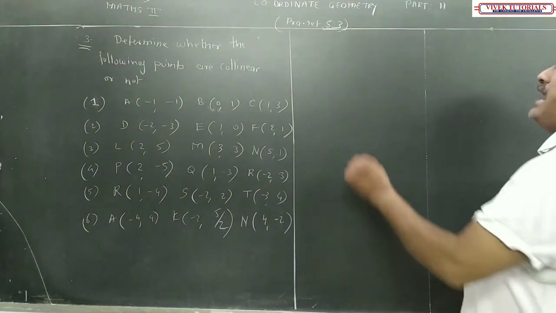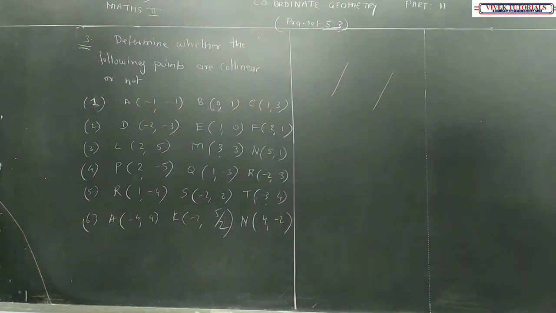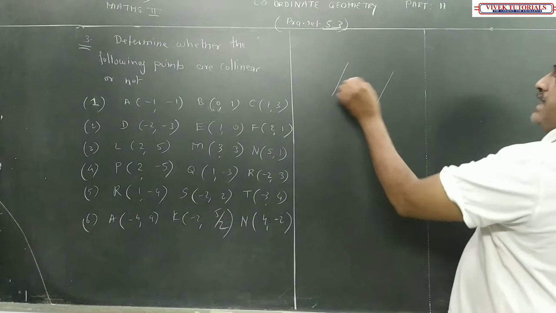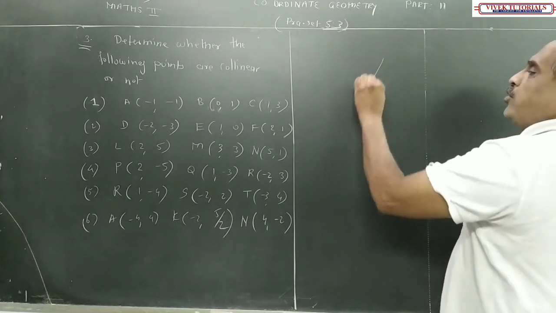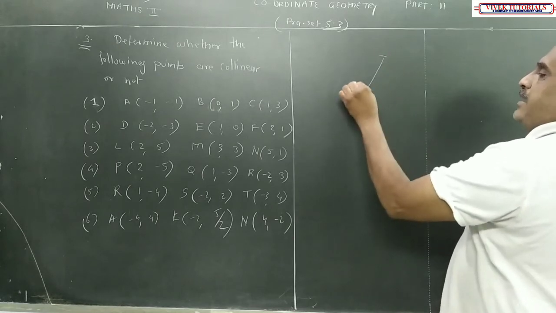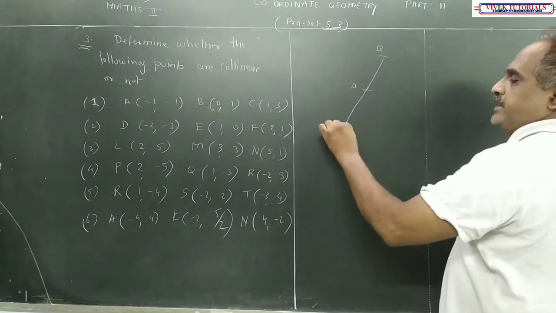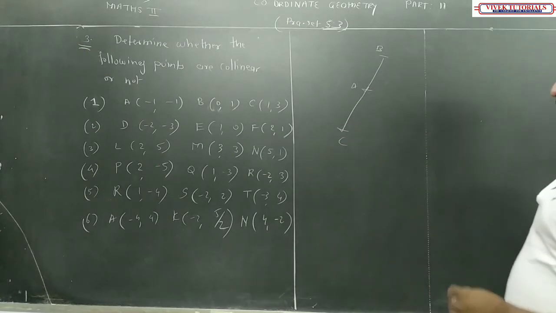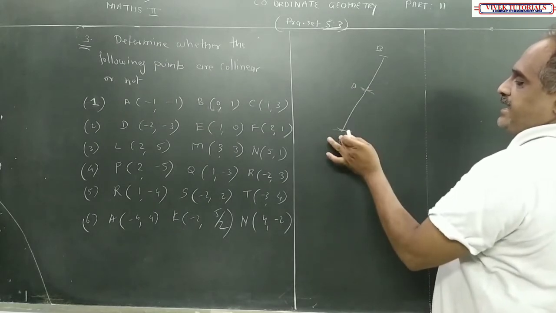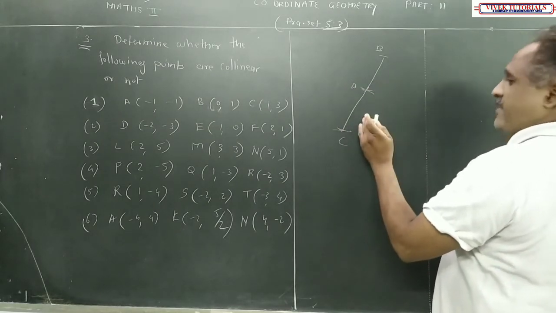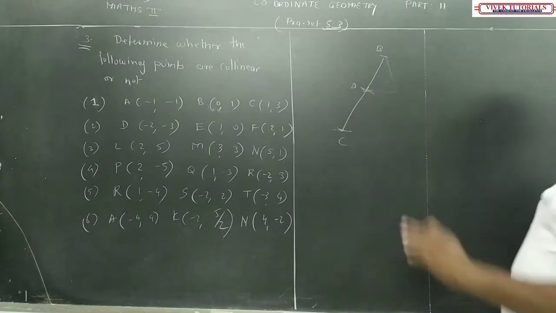I told you that if two lines are parallel, then their slopes are equal. Suppose I consider AB, and if I continue with it, C. I can take any two points. I can take AC and find out the slope. I can take AB, I can take BC. Any points I can take.